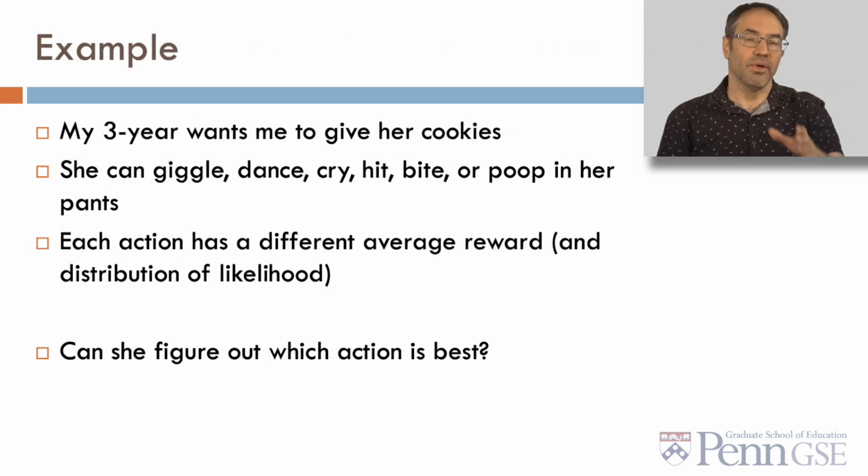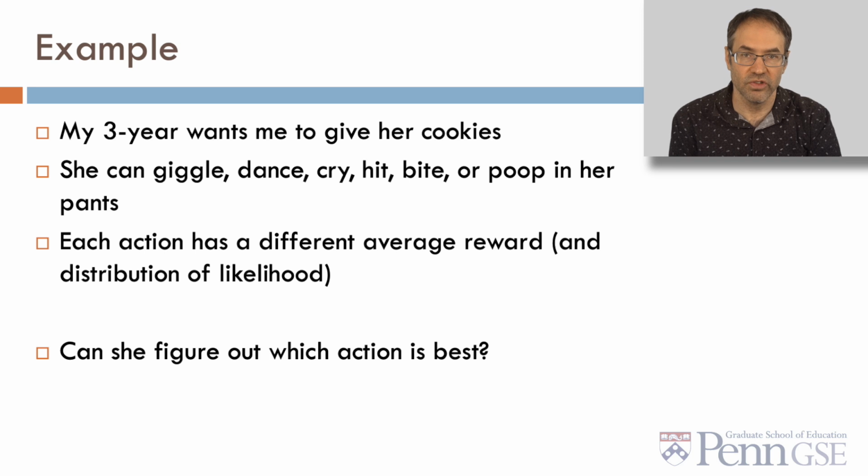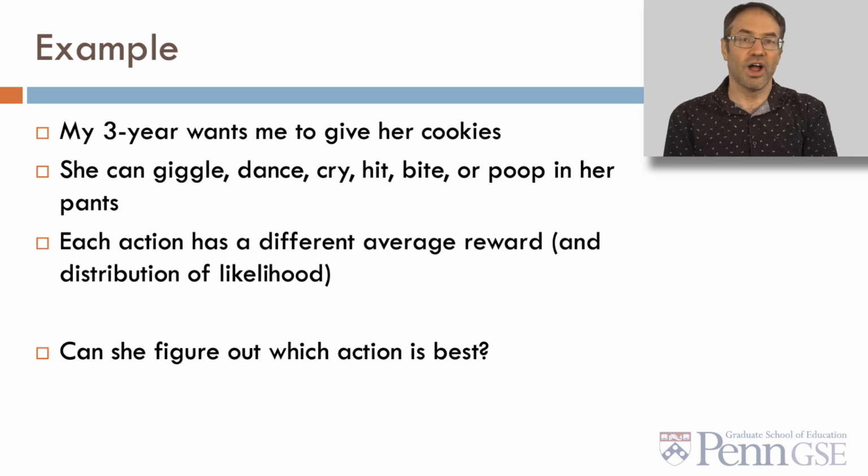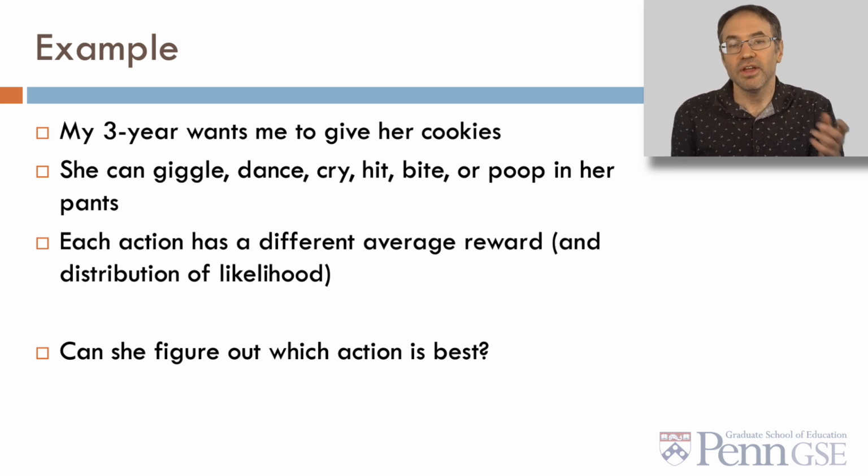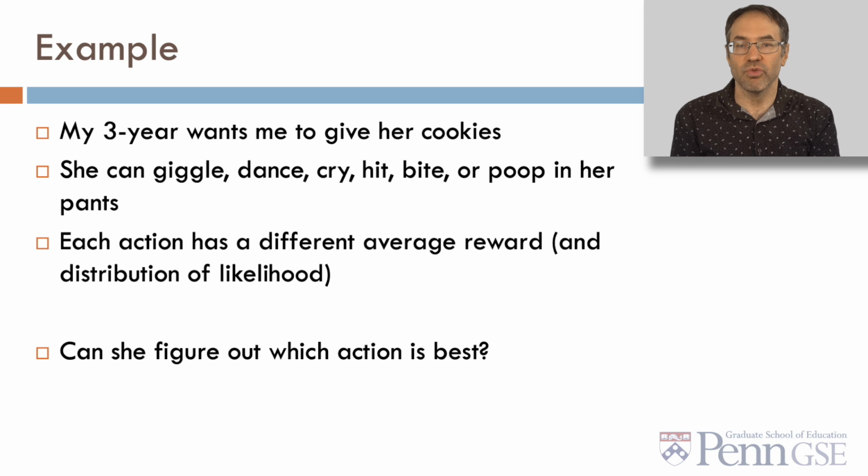So, to give an example, my 3-year-old wants me to give her cookies. She can giggle, dance, cry, hit, bite, or poop in her pants. Each action has a different average reward and a different distribution of likelihood. And her goal is to figure out, being a very smart 3-year-old, which action is best.